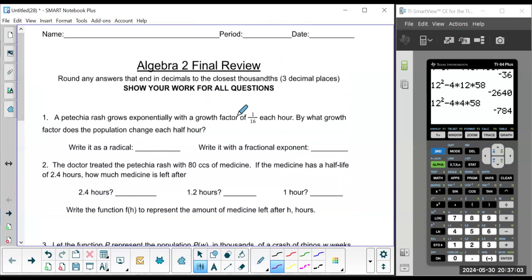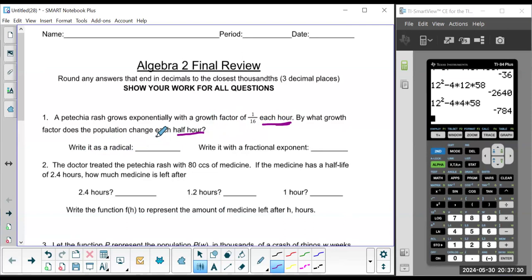So the one thing we need to remember is that it's not linear. So we're not just dividing this by 2. That would be linear, but because this is exponential, instead of dividing by 2, we're going to take the square root. That's why when it says write a radical, we're using the square root. We have to pay really close attention to the units. This says each hour, and this says each half an hour. So that's why there's 2 half hours in an hour.